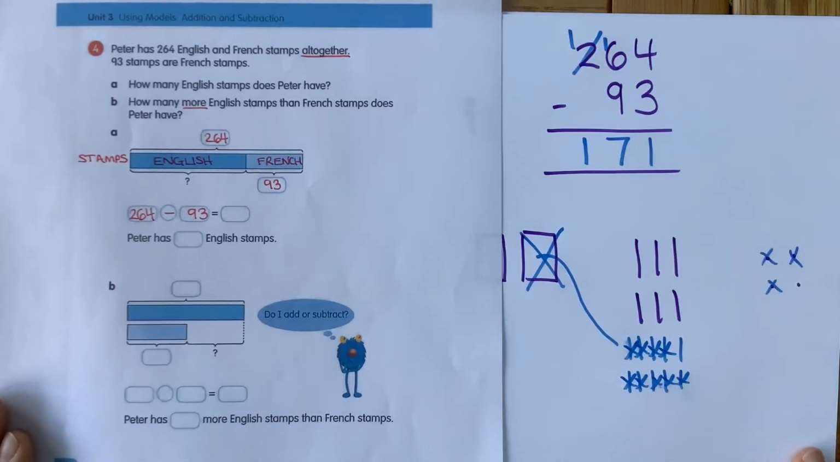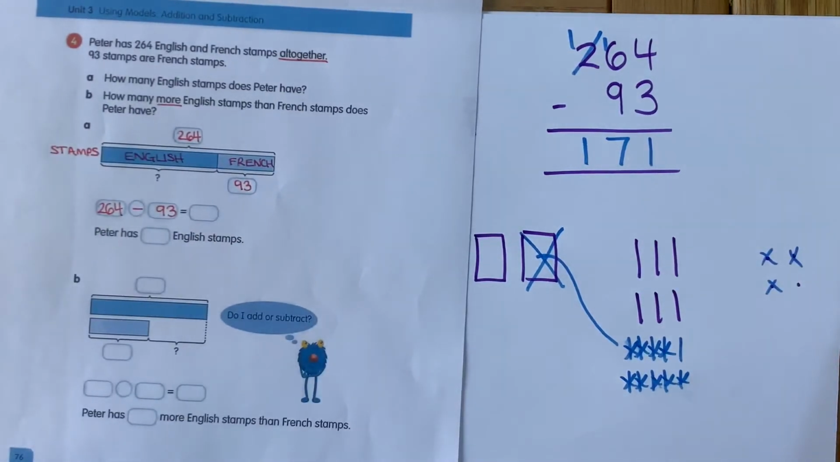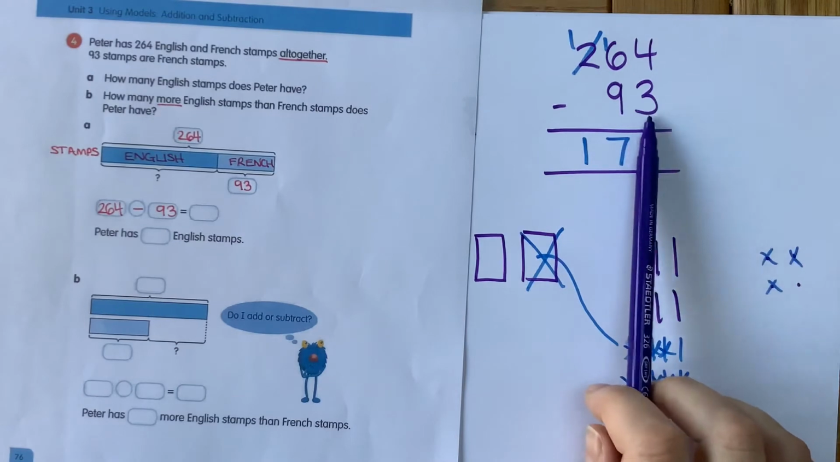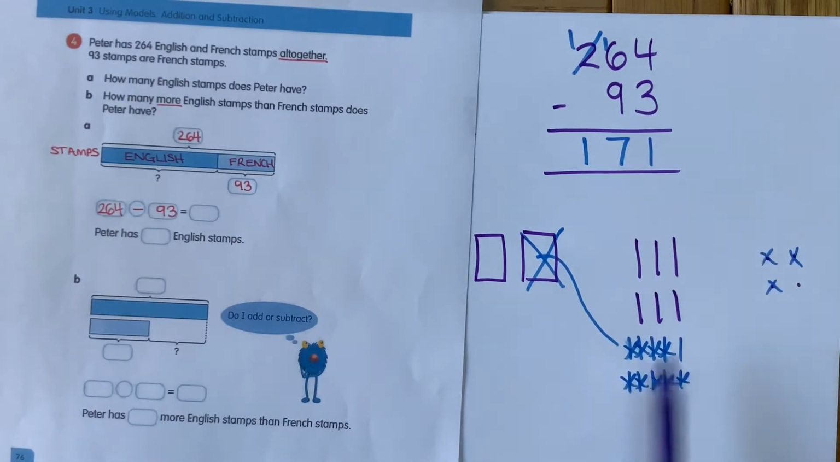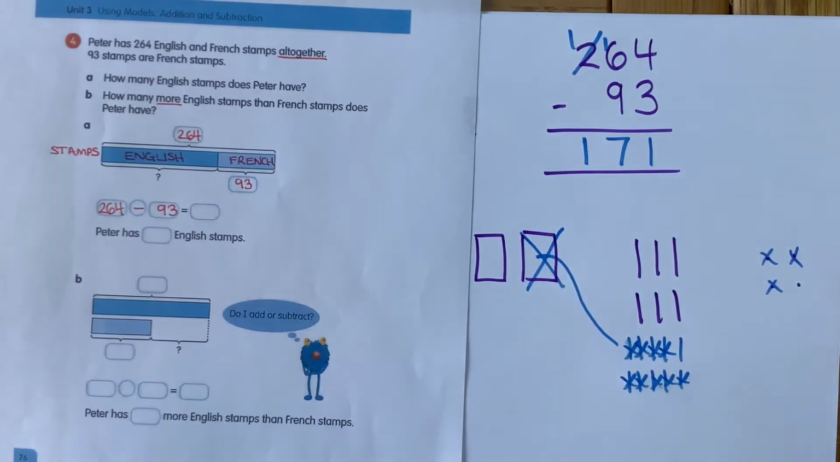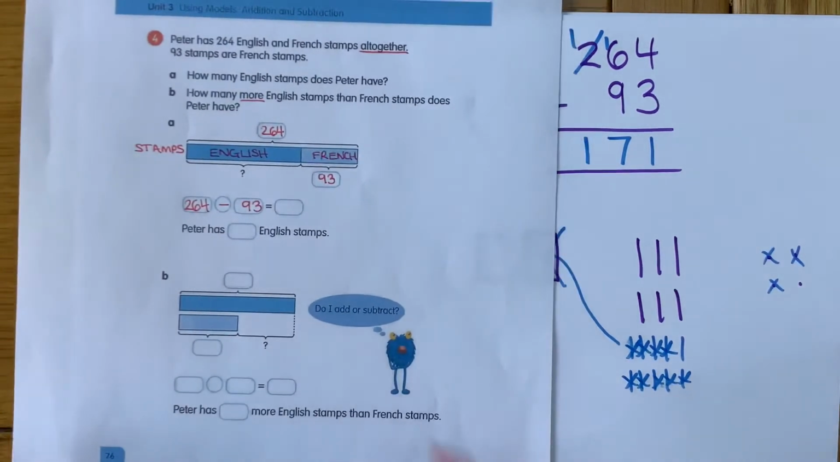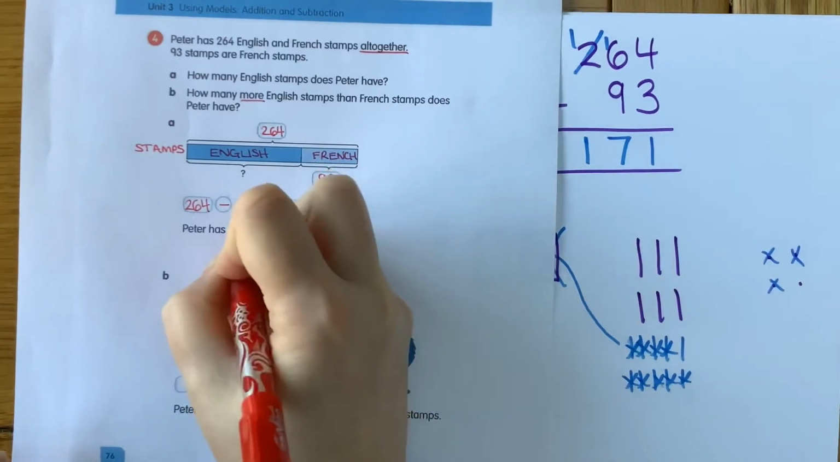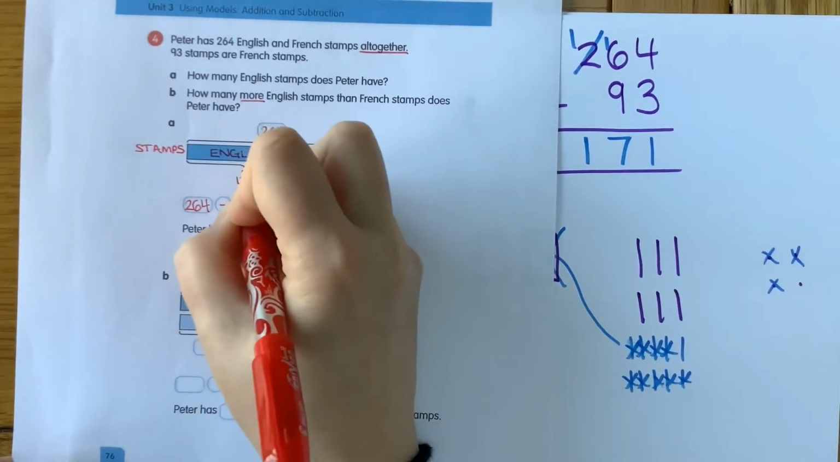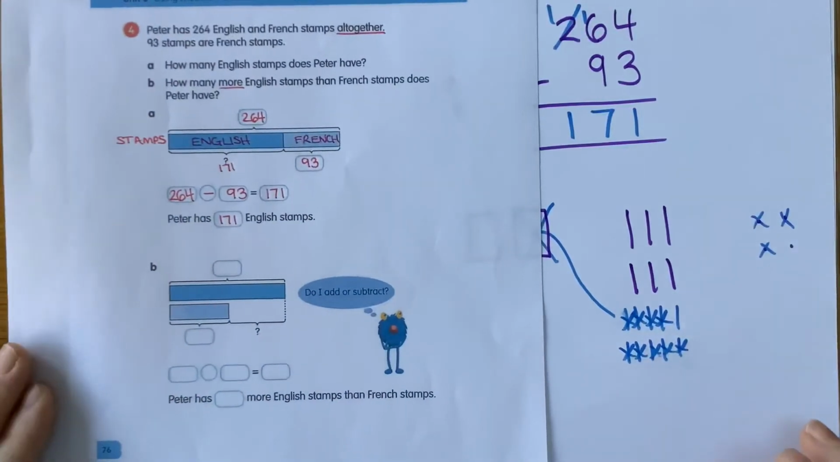So I drew 264. I then took away 93, starting with my ones. I used a different colour just to make it a bit clearer, and I did have to regroup one of those hundreds. But I got the answer 171, so I hope you did too. Peter has 171 English stamps. Let's have a look at part B then.